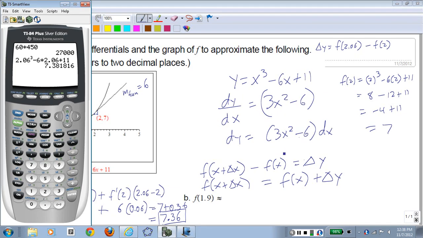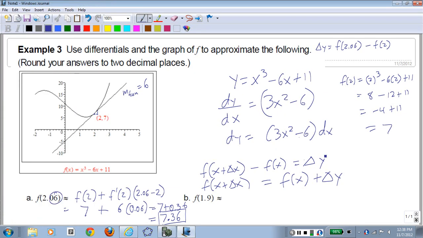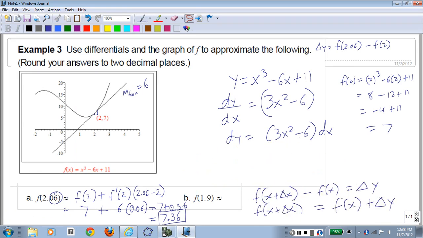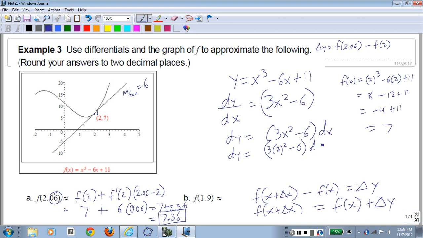If we were just looking at this, to find dy, it's going to be 3 times 2 squared minus 6 times the value of dx, but dx equals delta x, and that equals 0.06.